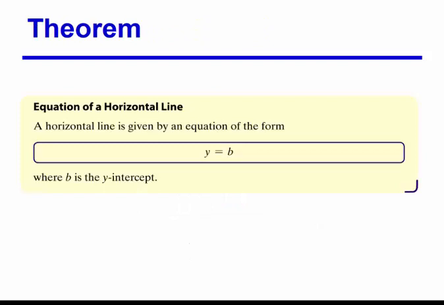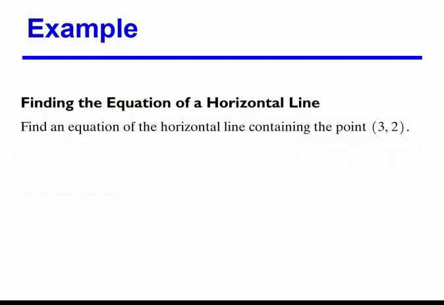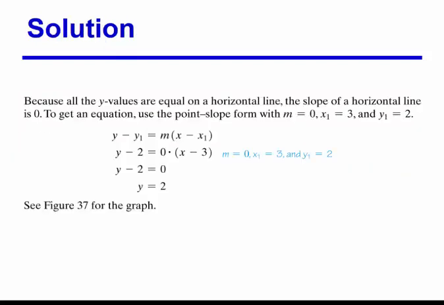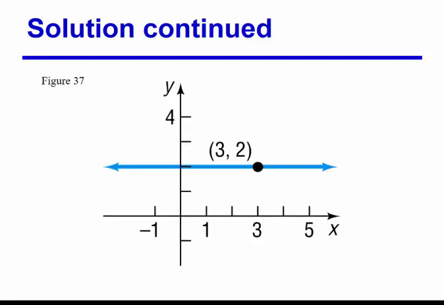Now, the equation of a horizontal line is in the form of y is equal to b, where b is a real number. So find the equation of a horizontal line containing the point 3, 2. The nice thing here is we use the point slope form, and you can see that the slope is 0, so we end up with y is equal to 2. This is simply a horizontal line that goes through y is equal to 2.